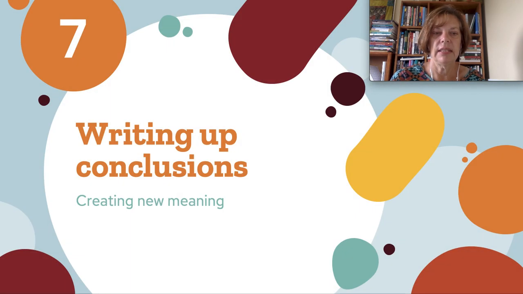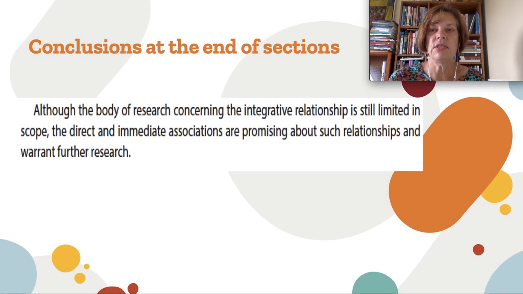Okay. Writing up conclusions and creating new meaning, because again, with a literature review, this is what we're aiming for. We're aiming to come up with conclusions that will be interesting and new for our readers. And it's new because it's our analysis of the literature. So I want you to think about conclusions on a number of different levels, and I've shown you examples throughout this presentation on conclusions within the paper as well as conclusions at the end of the paper.